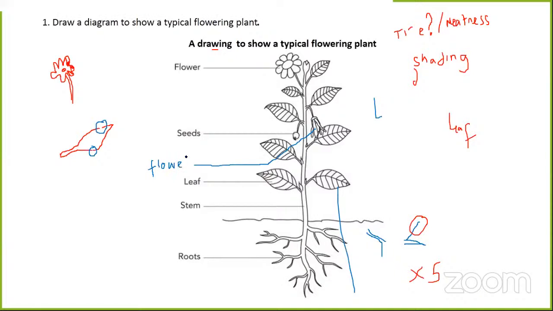This is a flower. And also, it's always advisable to label in singular. This is one seed, so you write seed. This is one root, so you write root. Sorry for that, for this one here.